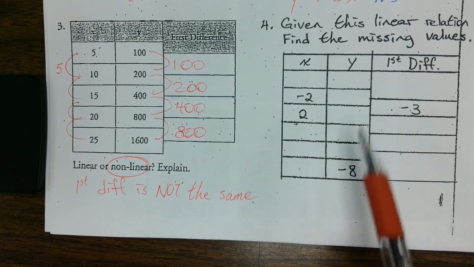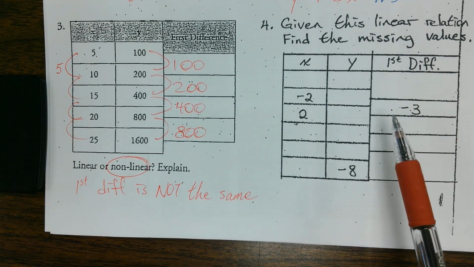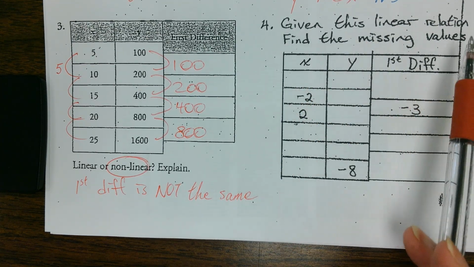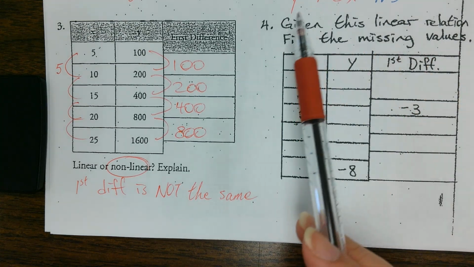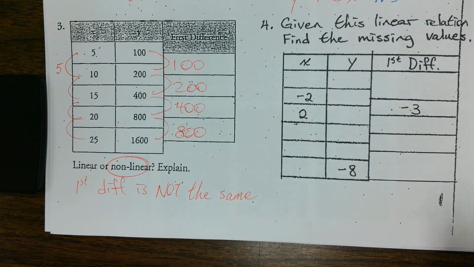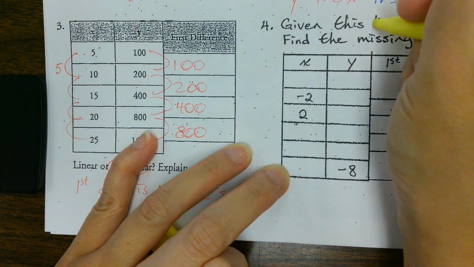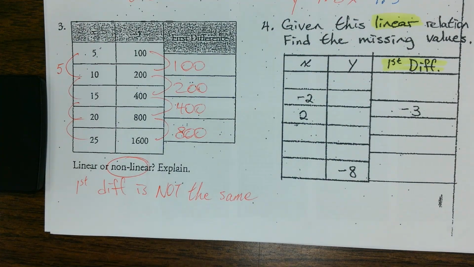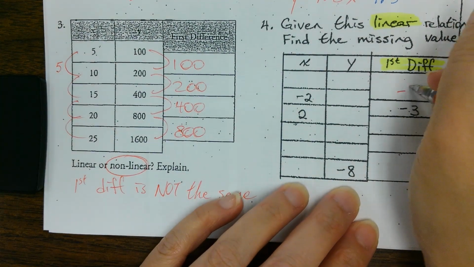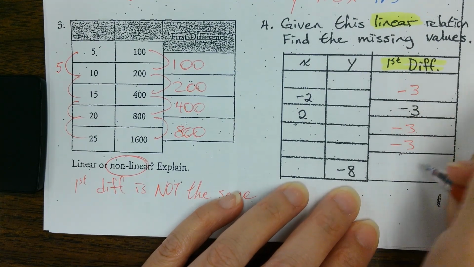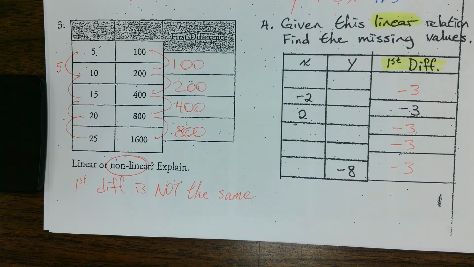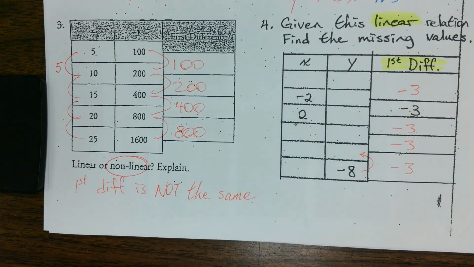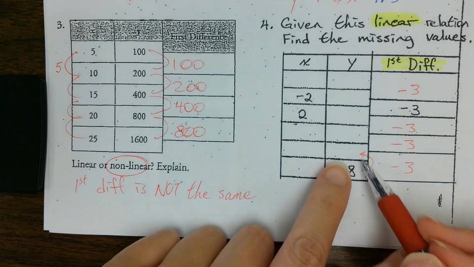Okay. This next one was the tricky one. Given this linear relation, find the missing value. What's the key word in this question? Linear. What does that tell you, if the question says it is linear? Right. That means first difference has to be the same. So that means this is -3, this is -3, this is -3, this is -3. Okay. So if I know all the differences are -3, what would this value be?